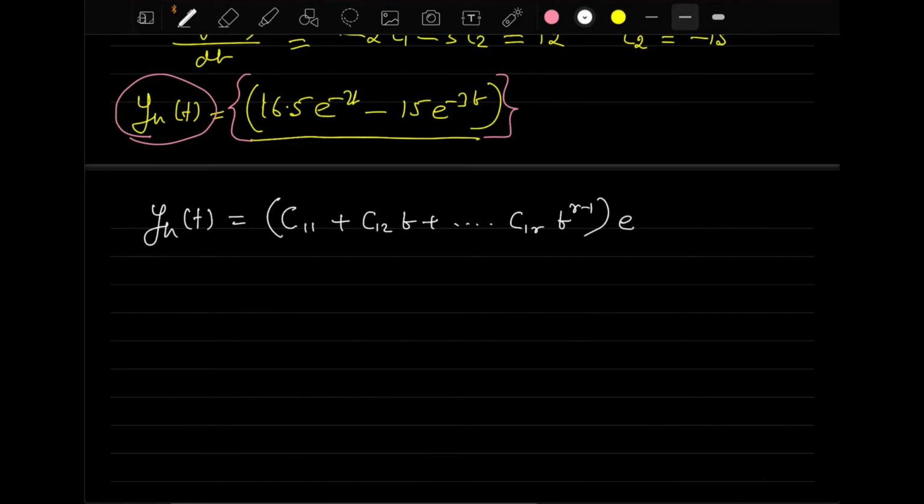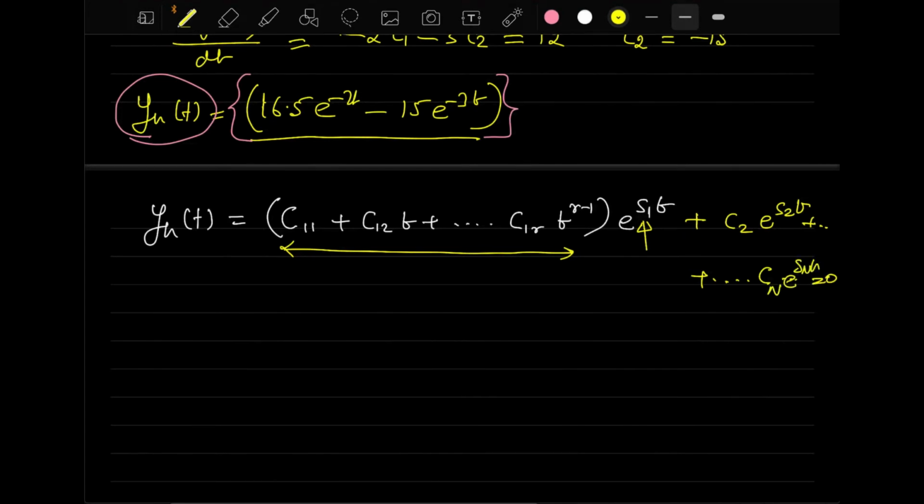So in this situation, if S1 is repeated R times, if the solution of this root repeats R times, then you will have this polynomial attached with that, and then you will have other roots written as c2 e to the power s2t like this. Then you will have the same thing going on again, up to e to the power snt, and this will be the answer. So this shows that if your s1 repeats multiple times, then you have to attach a polynomial along with that, which is given by this.